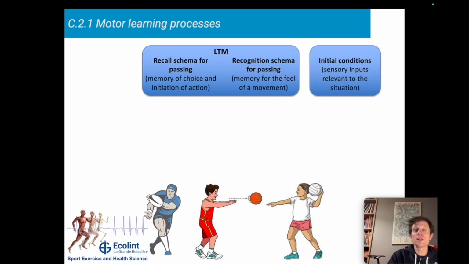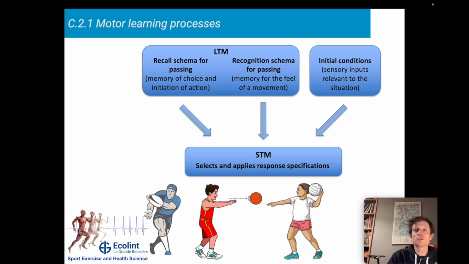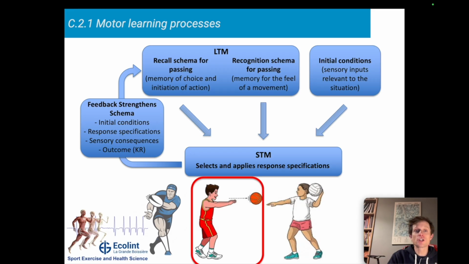We also have input from the initial conditions, so these are the sensory inputs relevant to that specific situation we're experiencing at the time. This information is then used in the short-term memory in order to select an appropriate response specific to the situation which the person finds themselves in at the time. So they might use their information of the generalized passing schema they've downloaded from the long-term memory, combined with the initial conditions to decide they're going to execute a chest pass in a basketball game, from all of the different passing varieties that they could have chosen. This is then relayed back into the long-term memory to then strengthen the schema stored in the long-term memory.